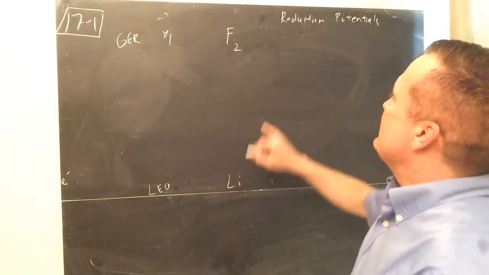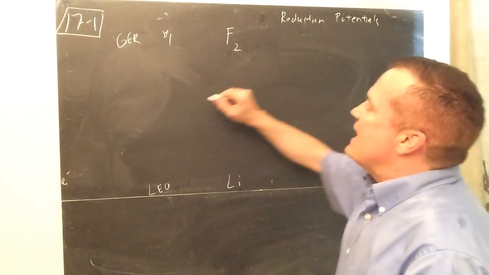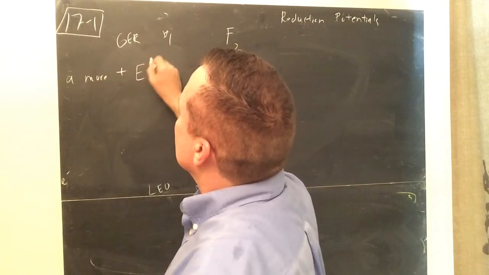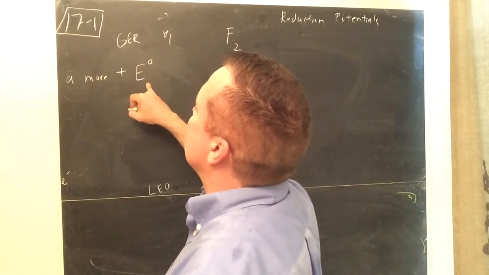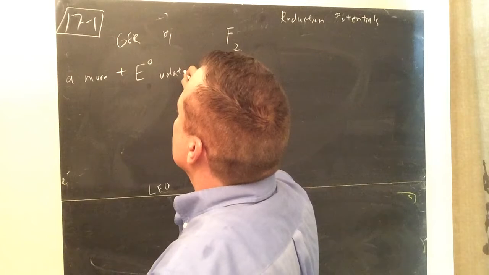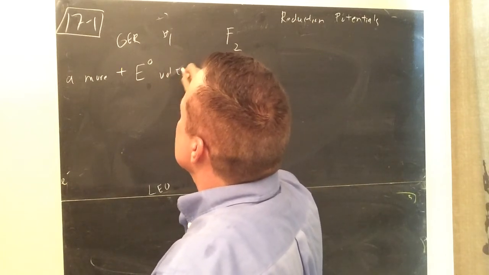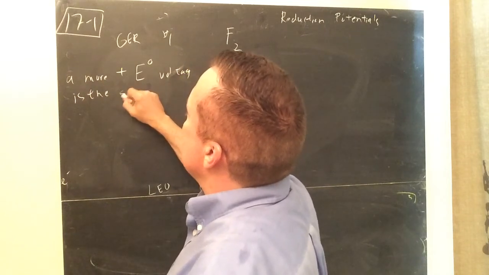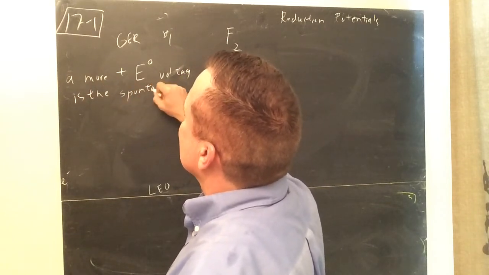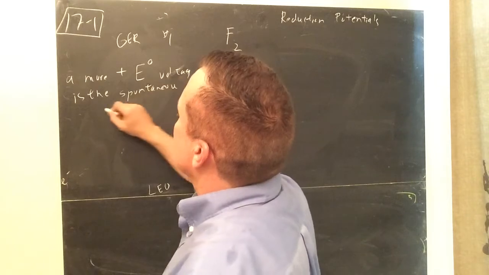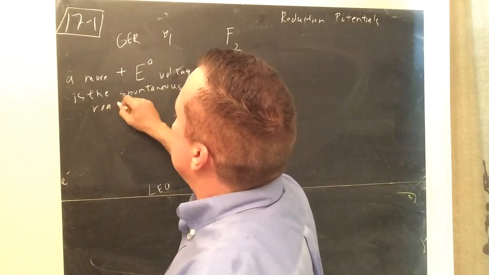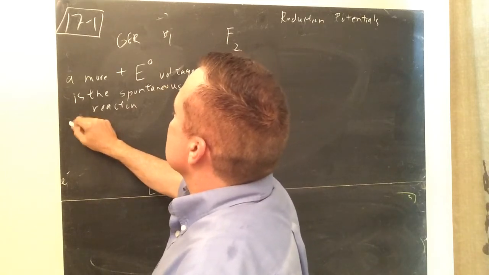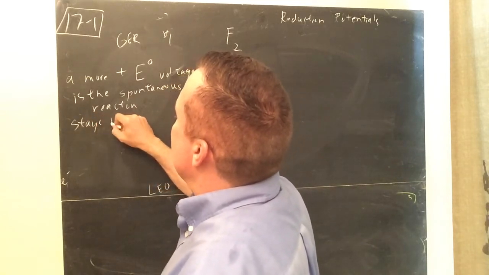Okay? Now, here's the way it goes. A more positive number for what they call the cell potential, or the voltage, is the spontaneous reaction. How about this, a better way to say it? A more positive E voltage stays as written.